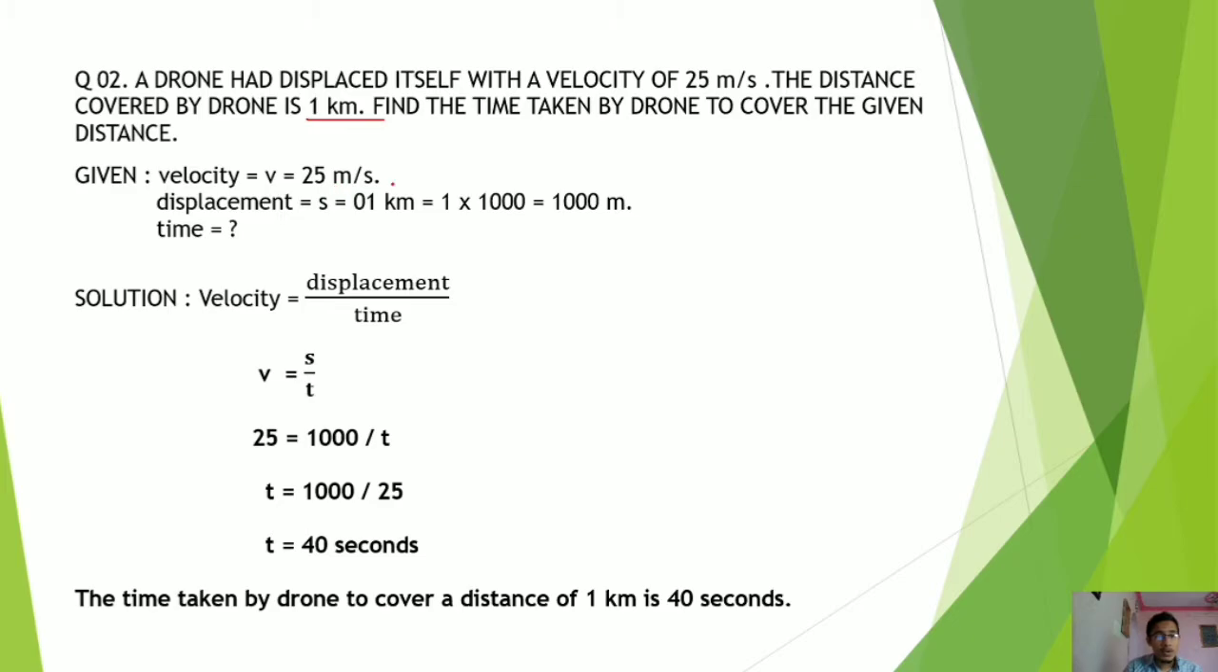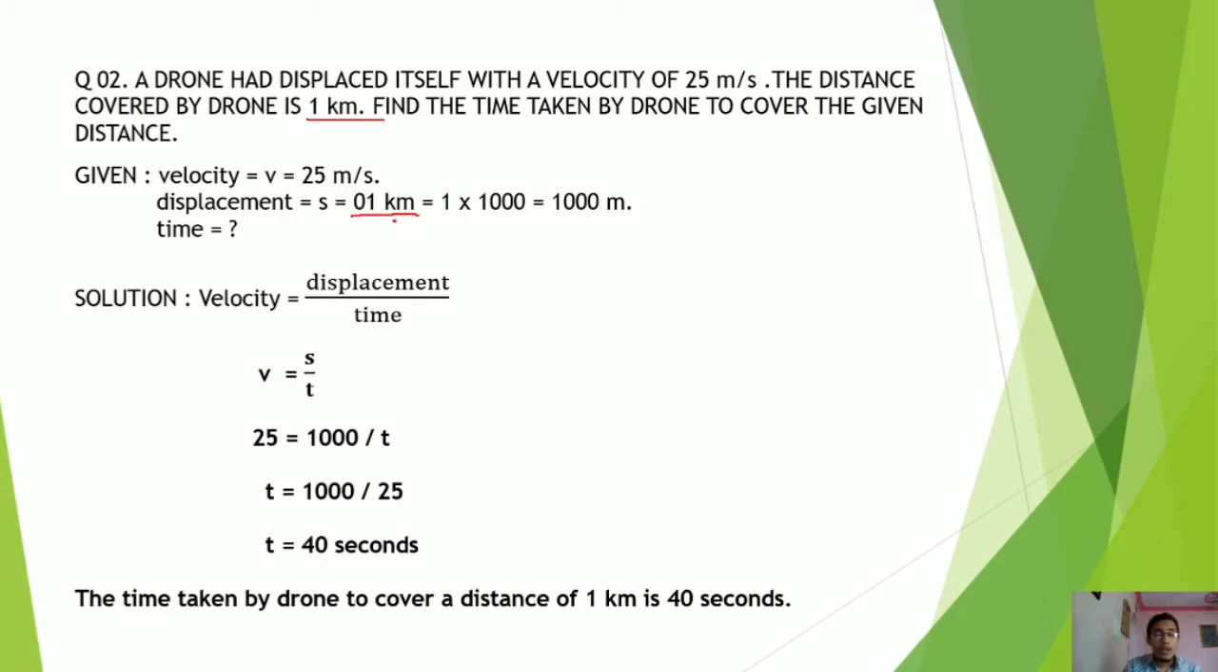So v is equal to 25 meters per second. Now we have been provided with a displacement, which is 1 kilometer. So displacement, denoted by s, is equal to 1 kilometer. This unit has been given in kilometers, so we have to convert this kilometer into meters. We know that 1 kilometer is nothing but 1000 meters.